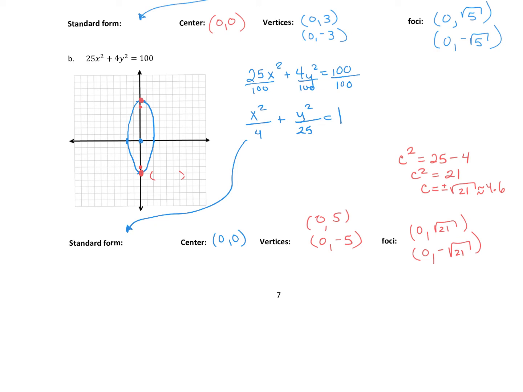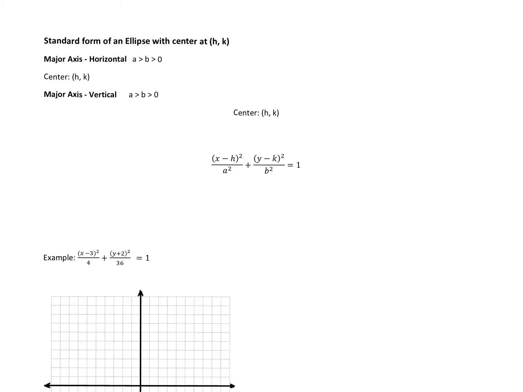Okay, so let's take a look at some examples on the next page. In your class, you may only be covering ellipses centered at the origin, but we know that we can move those around, and we do that by subtracting: x minus h squared over a squared, y minus k squared over b squared equals 1. And so just like the circle, my center is going to be the (h, k), and everything else remains the same.